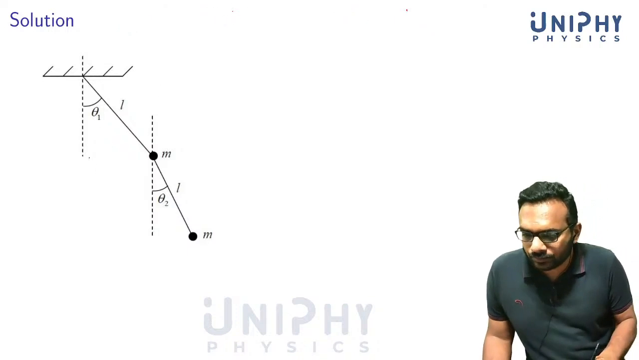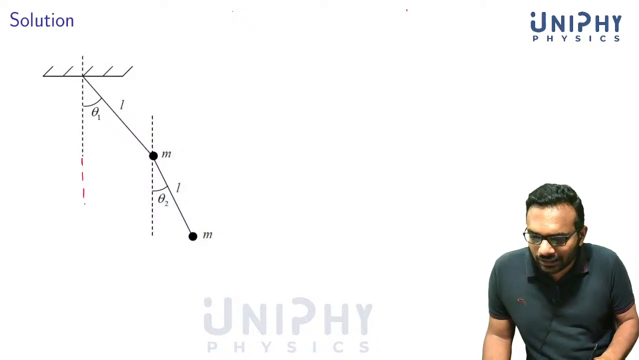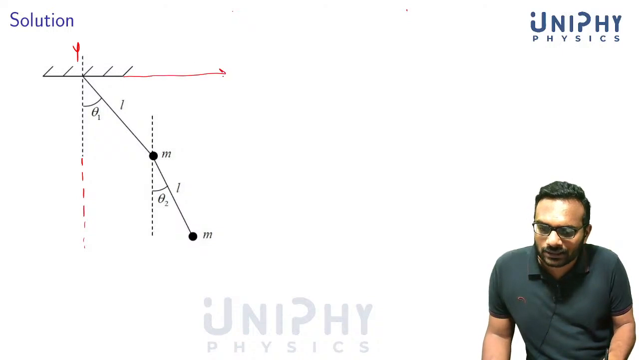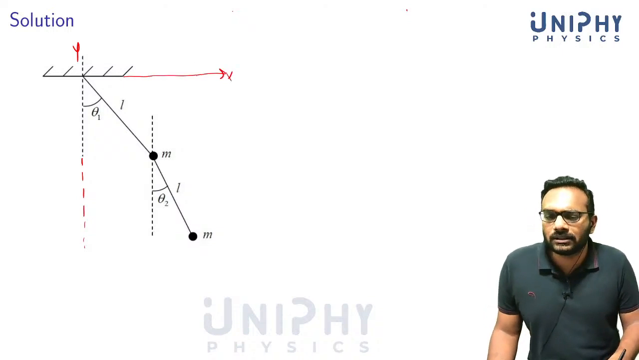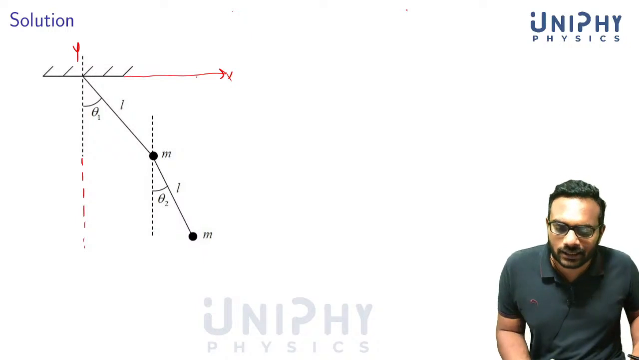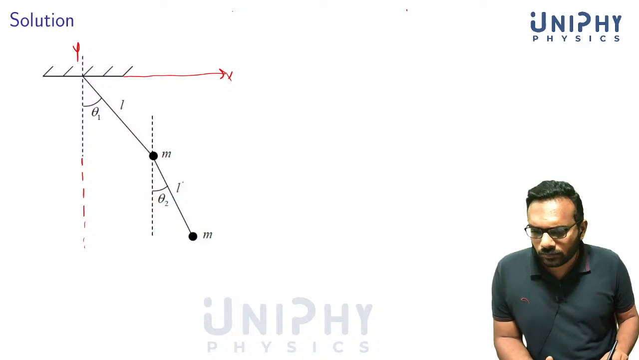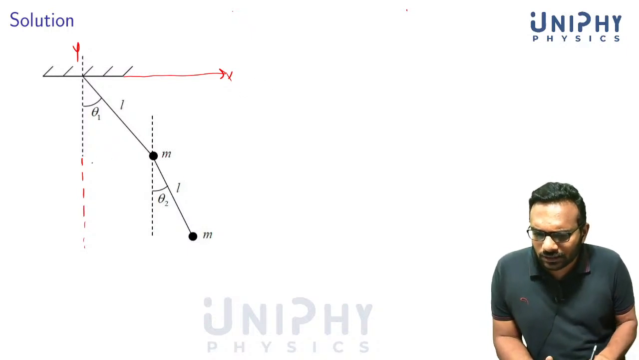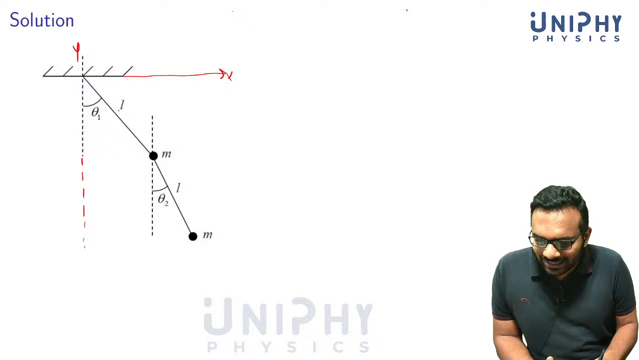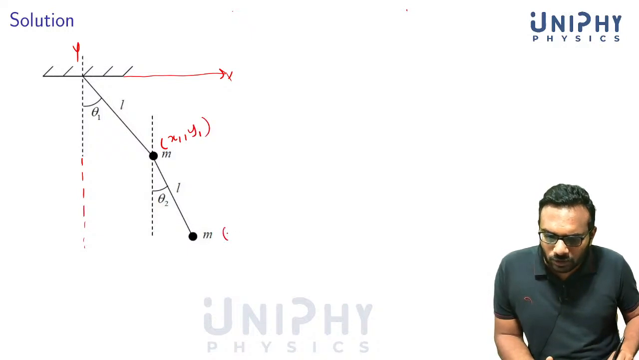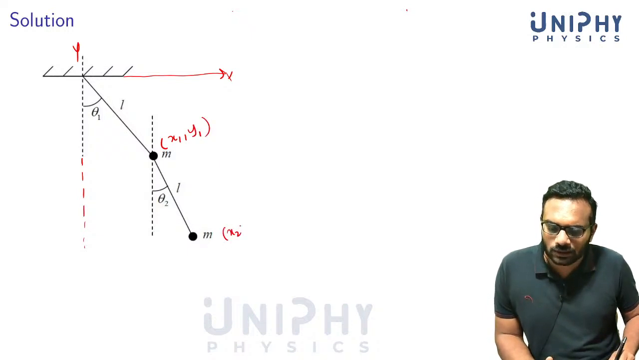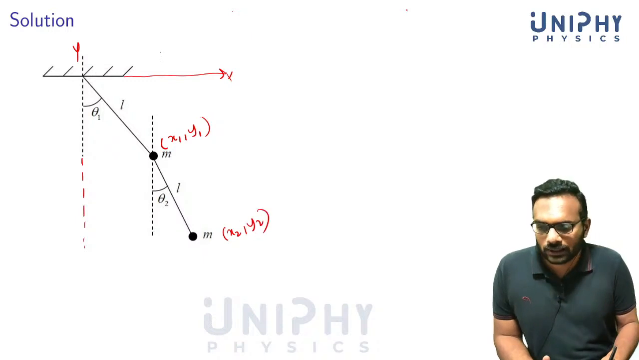Now how do we do that? We'll just extend this and say that this is the y-axis, and this we can take as the x-axis. It's in 2 dimensions. So to find the kinetic energy, we just do half m x dot square plus y dot square. Now let's look at this. This length is given as L. The coordinates of this mass m, we'll call x1 comma y1. The coordinates of this mass m2, we'll call x2 comma y2.